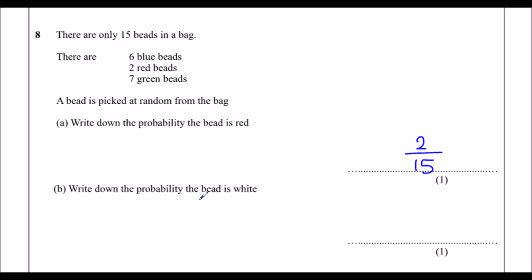Write down the probability the bead is white. There are no white beads, so there's a 0 chance of getting a white bead. So the probability is 0.